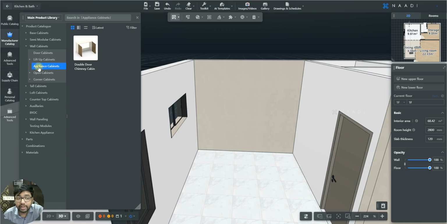And the third type of wall cabinet here is your appliance cabinet. And generally when it comes to wall cabinet, there are two main appliances, right? One is your RO and another one is your chimney, right?